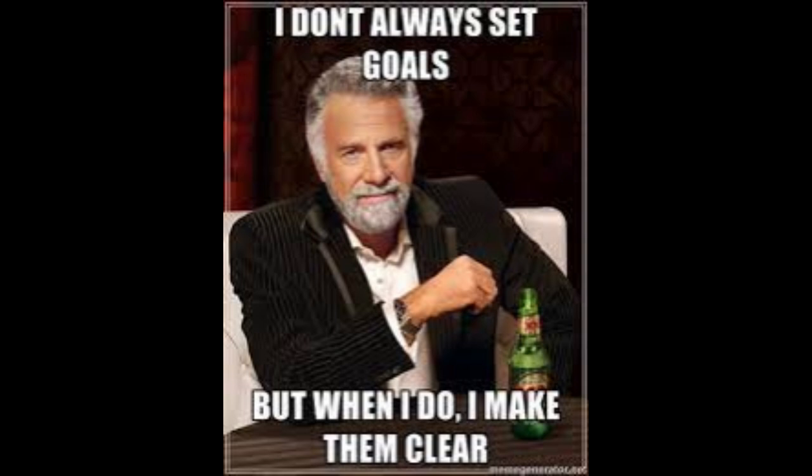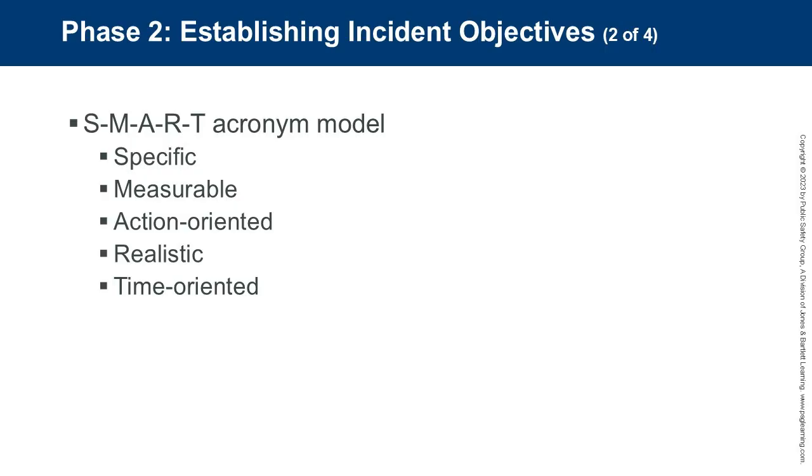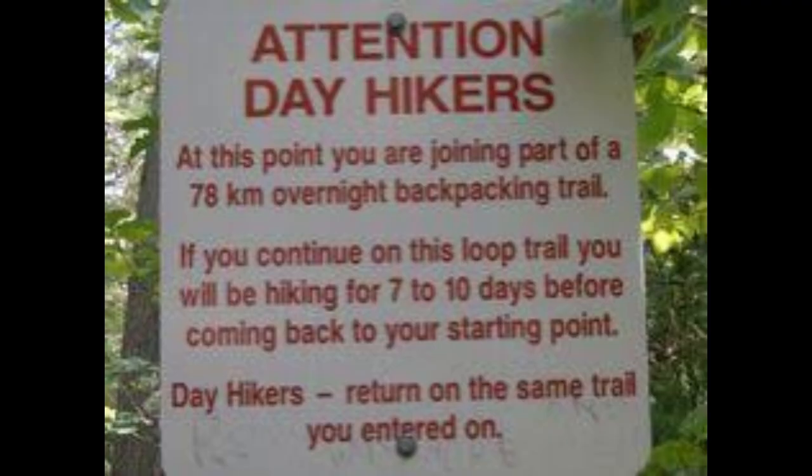Using the SMART model is like packing for a backcountry trip. You make sure every objective has a map, a compass, and a route you can realistically travel. When objectives are SMART, your team can move forward with confidence, clarity, and safety at the forefront. Incident objectives are like the trail markers on a hike. They show the direction your team needs to go without dictating every single step.